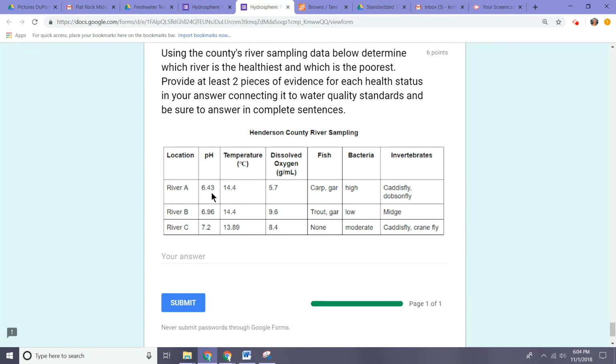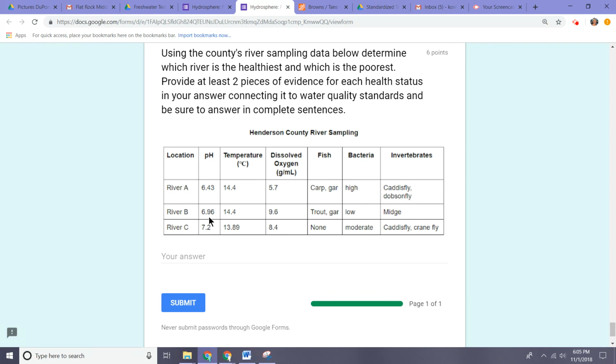In River A, the pH is 6.43, temperature is 14.4 degrees Celsius, dissolved oxygen is 5.7 grams per milliliter. The fish found were carp and gar. The bacteria level was high. The invertebrates are caddisfly and dobsonfly.